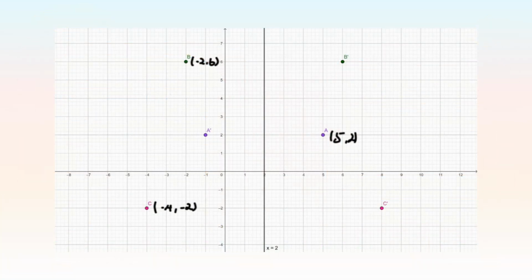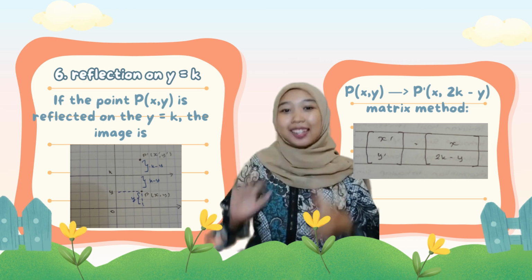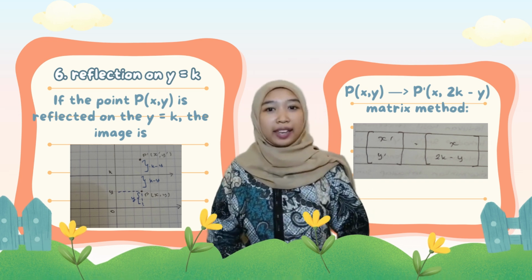For example, if we have point A (5, 2), point B (-2, 6), and point C (-4, -2) reflected on x equals 3, A' is (-1, 2), B' is (8, 6), and C' is (10, -2). Okay, sixth is a reflection on y equals k.